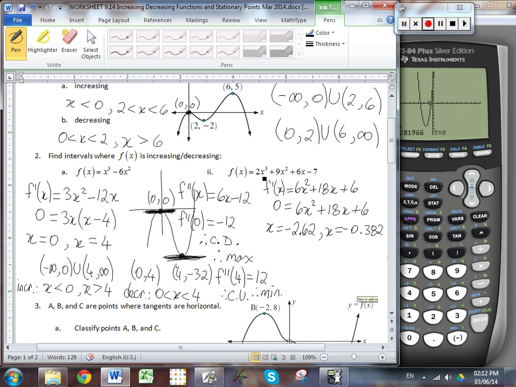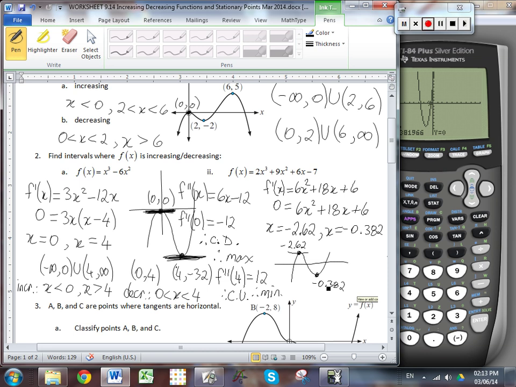Now, because I know something about the shapes of cubics, I know that this cubic with a positive leading coefficient is going to look kind of like this. So if I set up my values, negative 2.62 is going to be my first stationary point, the first place where my tangent slope is horizontal, the first place where the derivative is equal to 0, and the second one is going to be right here at negative 0.382. Looking at this diagram, it's pretty clear that we have a maximum at negative 2.62 and a minimum when x equals negative 0.382.